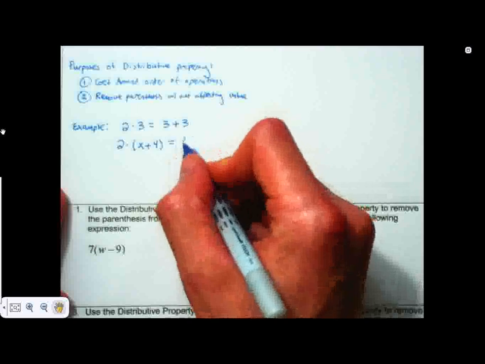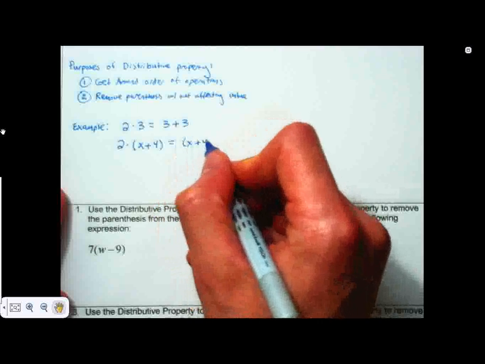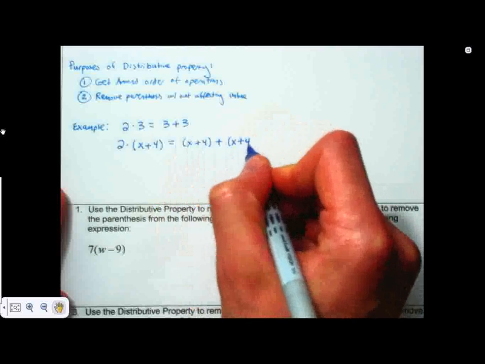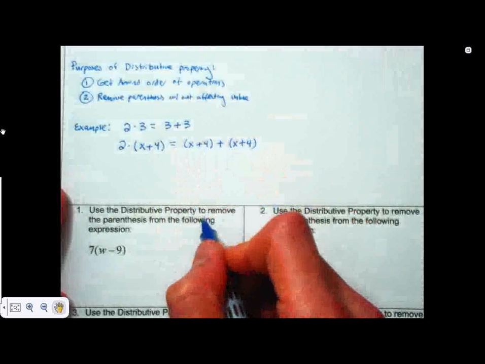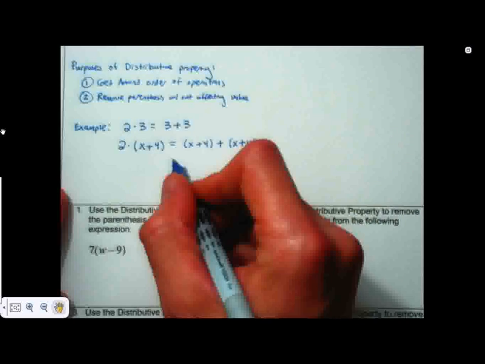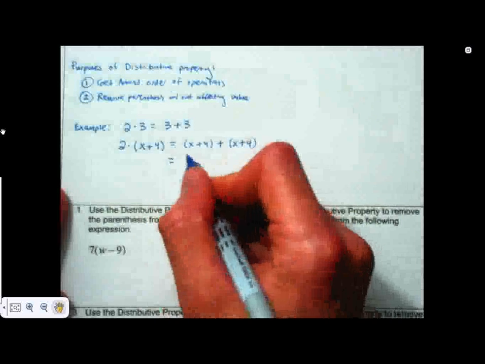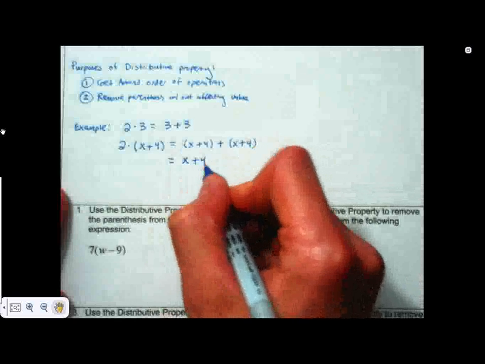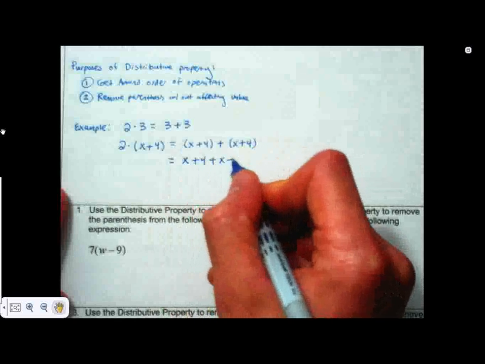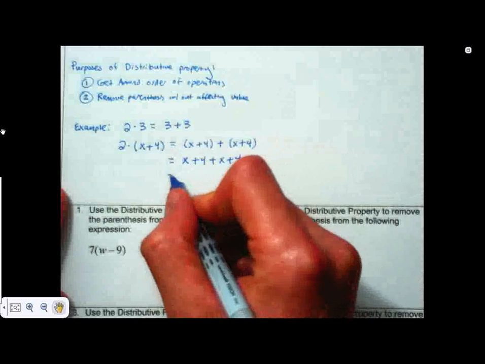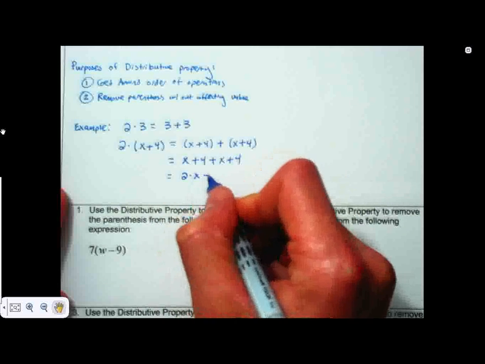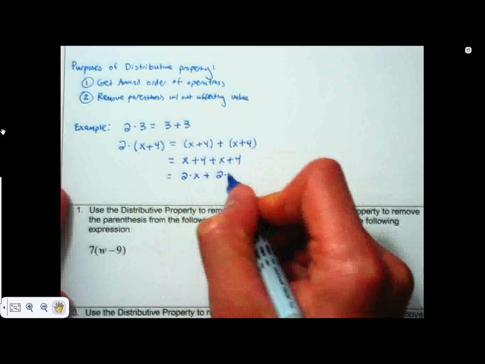Well, what this would mean is I have two groups of x plus 4s. So that would give me x plus 4 plus another x plus 4. I've got two groups of these x plus 4 terms. If I combine like terms, well, this is just x plus 4 plus another x plus 4. And if I combine like terms, that gives me two x's and two 4s.